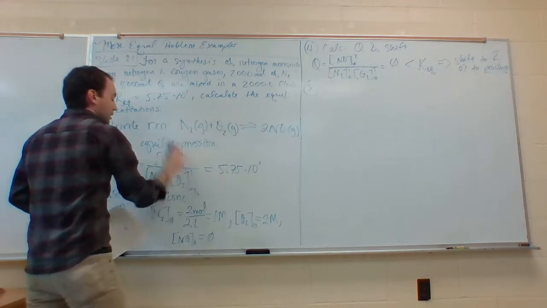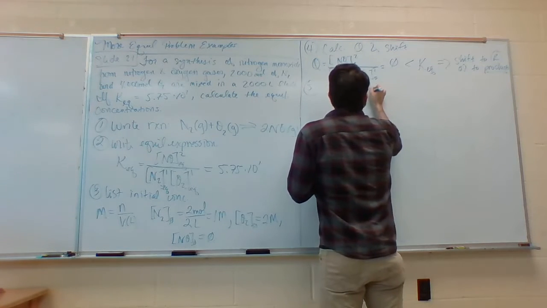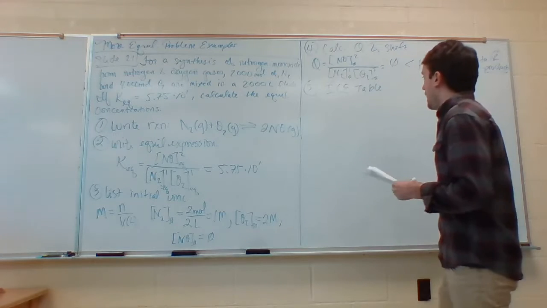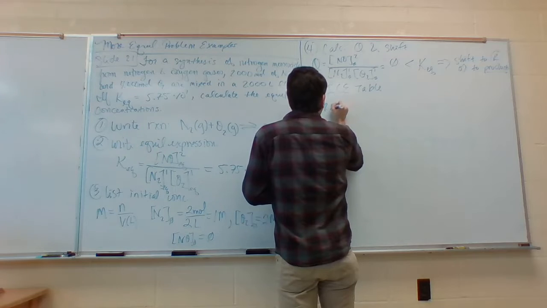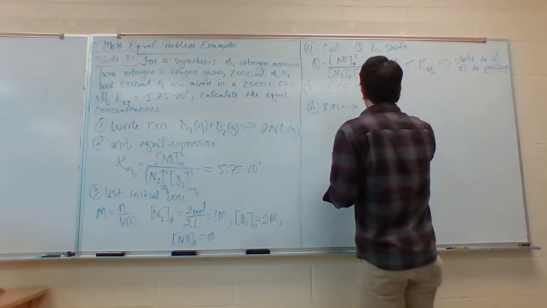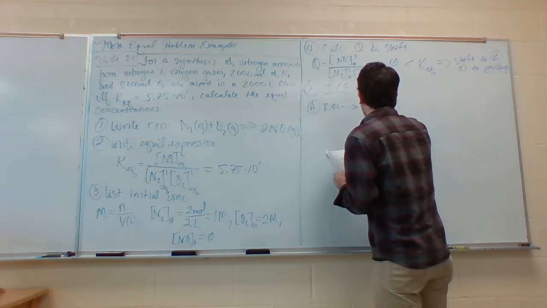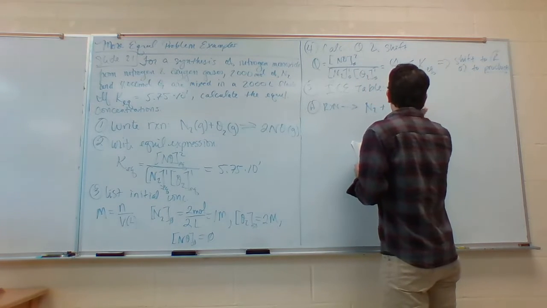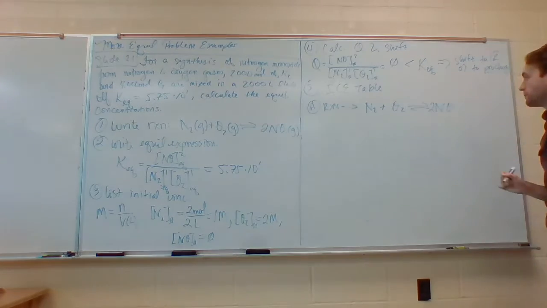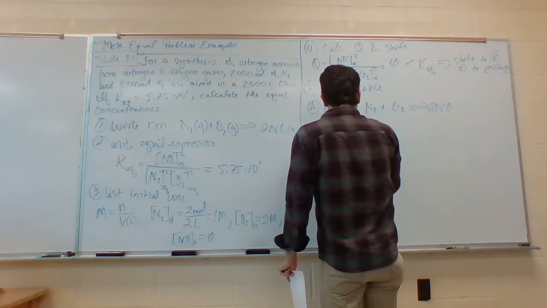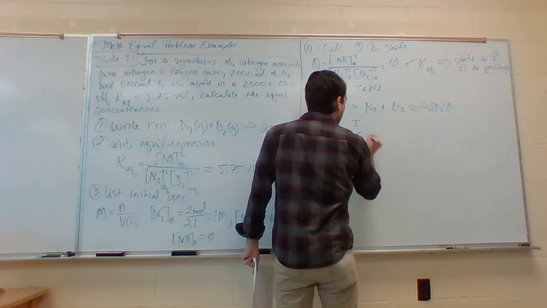Now, our next step is going to be our ice table. Okay? Now, part A is to write our reaction. So the very first thing we're going to do in building our ice table is to write our reaction, which is N2 plus O2 in equilibrium with 2 NO. All right? Now, we have 3 rows, I, C, E.